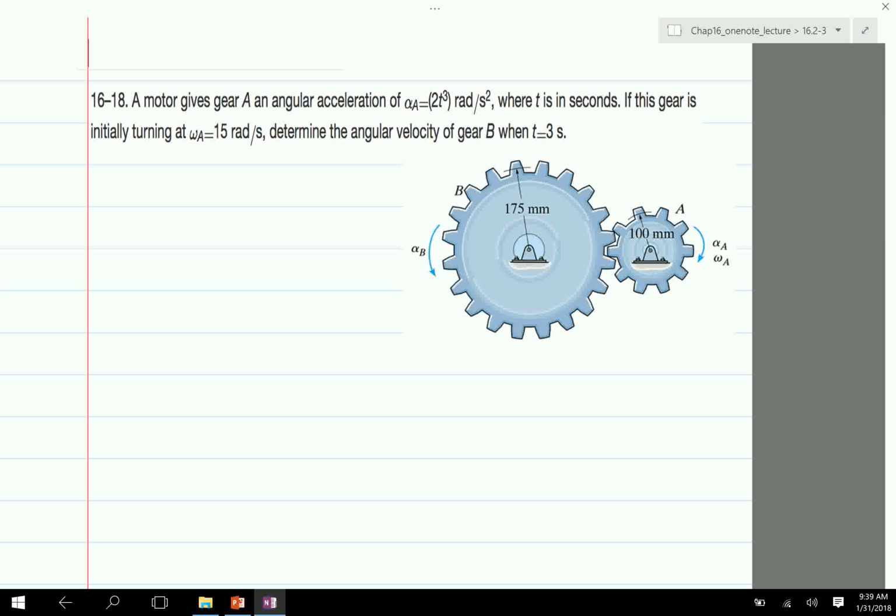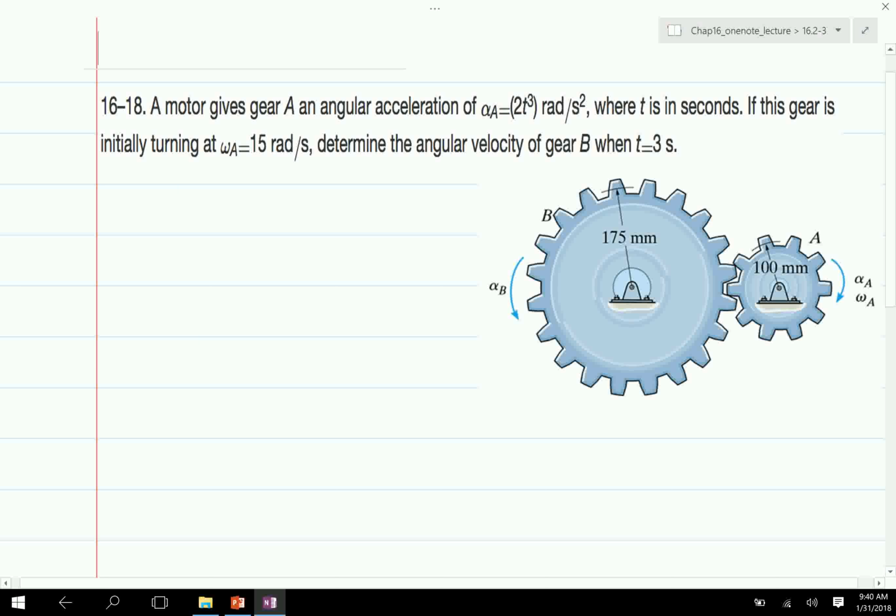The other way to do it is, you know alpha for A. You can find alpha for B because we know the relation between alpha A and alpha B. Once you find alpha B, you can integrate the equation and get the angular speed of B. You can use one of the two methods. They both will give you the same answer. I'll just follow my notes, where I found the angular speed of A first and then the angular speed of B.